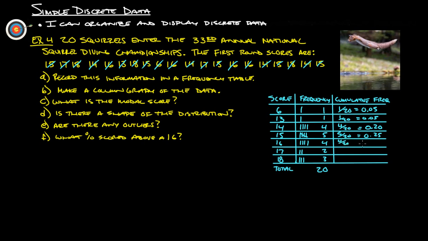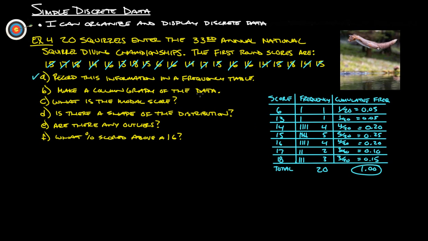4 out of 20. 0.20, 2 out of 20, 0.10, and then 3 out of 20, which is 0.15. Okay, and then if you add these all up, we should get 1.00. That shows that we have all 100% accounted for. Okay, so we have recorded this information on a frequency table.